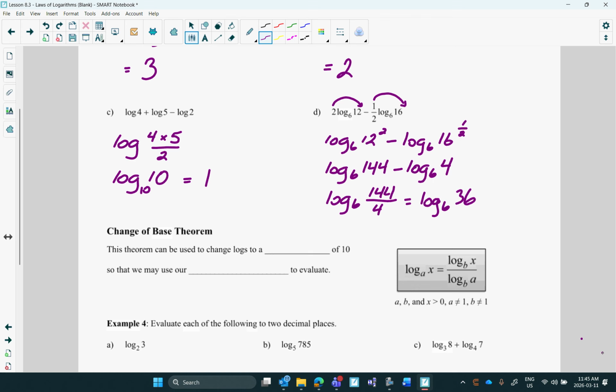I heard a little frustration there. All I heard was the ugh. Equals? 2.